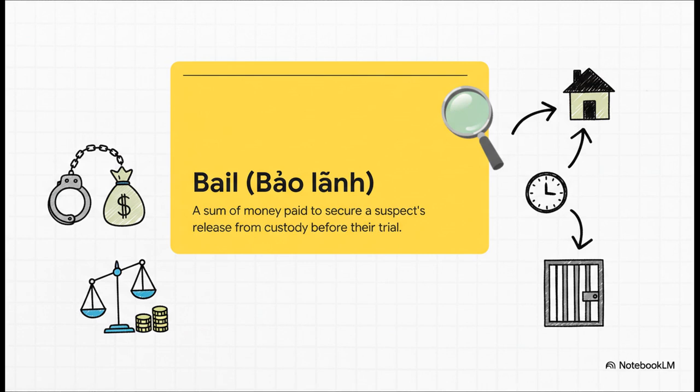Now, there's a really critical step that often happens between the arrest and the trial: bail. Bail is basically a sum of money paid as a guarantee that if a suspect is released, they'll show up for their court date. It's a huge and often really controversial part of the process that decides whether someone waits for their trial in jail or at home.